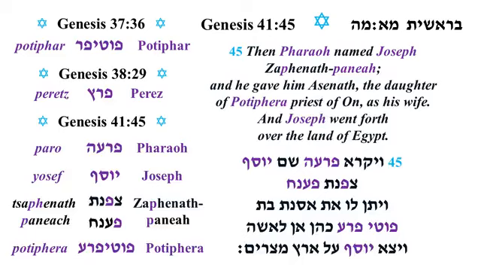Then we go to Genesis 41, verse 45. Oh no, this is the whole verse we're going to read. This is a payday of pays. It says, then Pharaoh named Yosef Zaphenath-Paneah, and he gave him Asenath, the daughter of Potiphera, priest of On, as his wife. And Yosef went forth over the land of Egypt. Wow, look at all the pays in there. You got Pharaoh. You got Joseph. Yosef ends with a final pay on his name with the Phay. He named him Zaphenath-Paneah. So you got two pays in there.